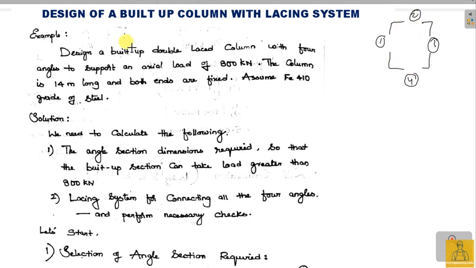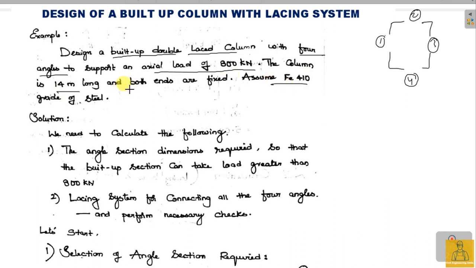So let me just go to the problem now. Design a built-up column, a double laced column with 4 angles, to support an axial load of 800 kilonewton. So he's asking us to design a built-up column with double lacing system, formed with 4 angle sections, which should be able to take an axial load of 800 kilonewton. The column length is 14 meter, both ends are fixed, and assume Fe 410.